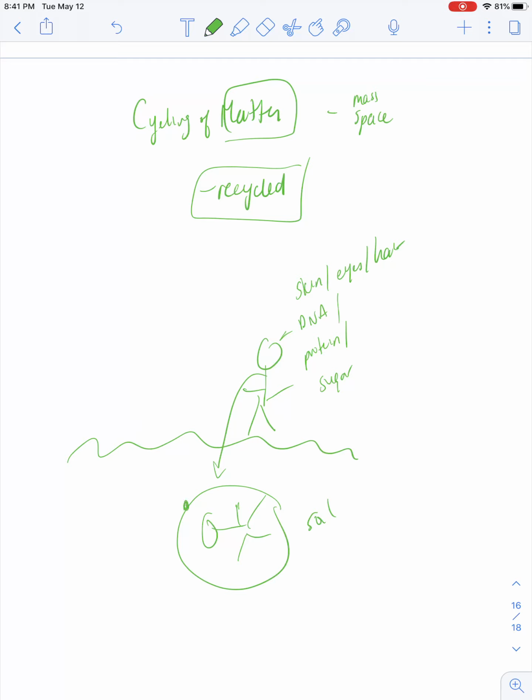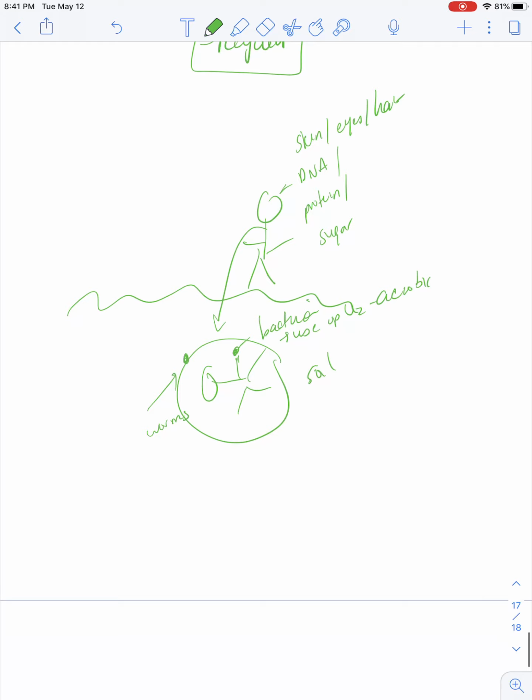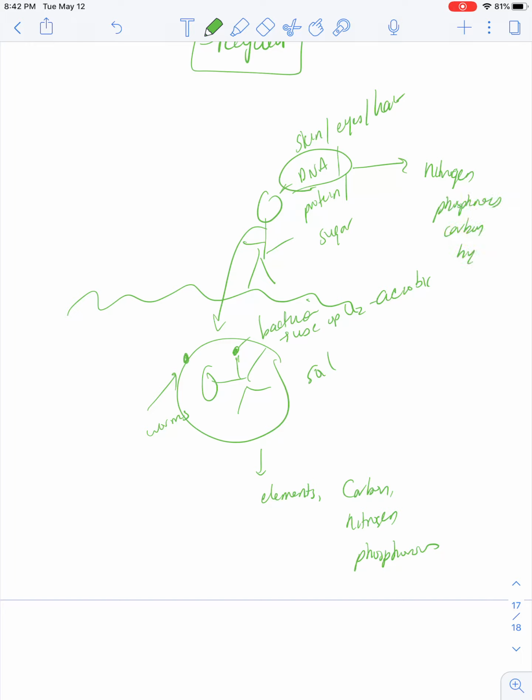And it's returned to the soil because you have bacteria that decompose you, and worms, okay? They use up oxygen, so they're aerobic, and they use that oxygen to break you down into your elements. So it's breaking you down into carbon, nitrogen, phosphorus, right? It's breaking you down into the elements that you're actually made up of. Because if you were to take a look at DNA carefully, DNA is made up of nitrogen, phosphorus, carbon, and hydrogen. Those are the things that make up DNA. And when you die and you go into the soil, all these nutrients are returned to the soil.